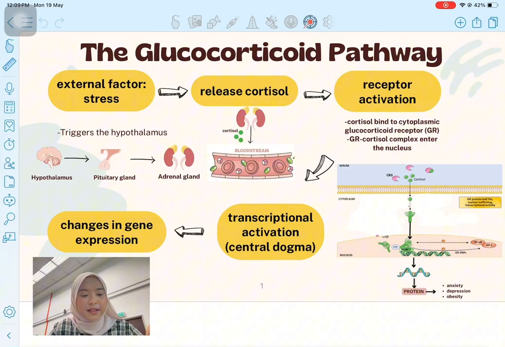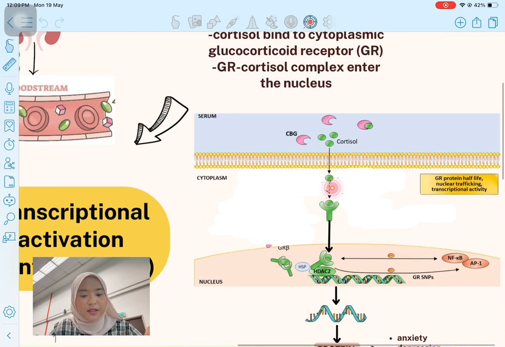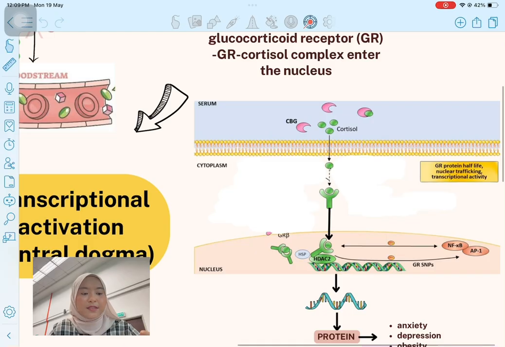Inside those cells, cortisol binds to a protein called the glucocorticoid receptor, or GR, which is found in the cytoplasm of the cell. Once cortisol binds to GR, they form a complex that moves into the nucleus, which is the control center of the cell where DNA is stored.